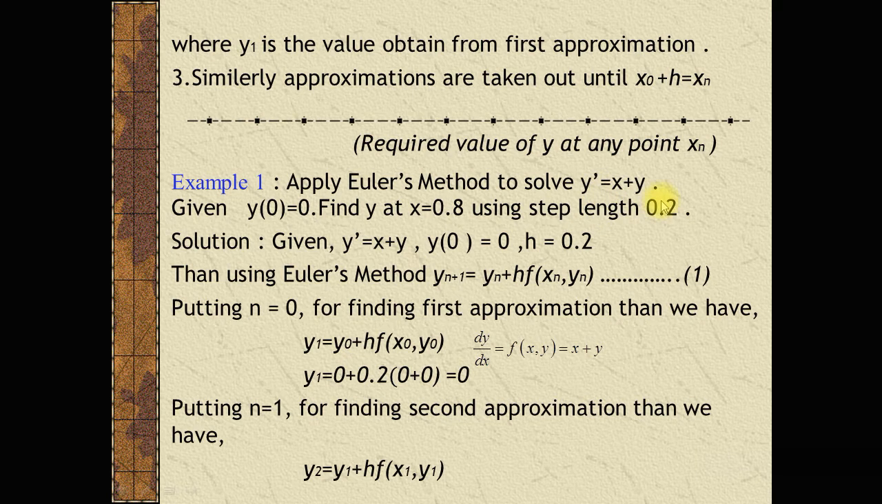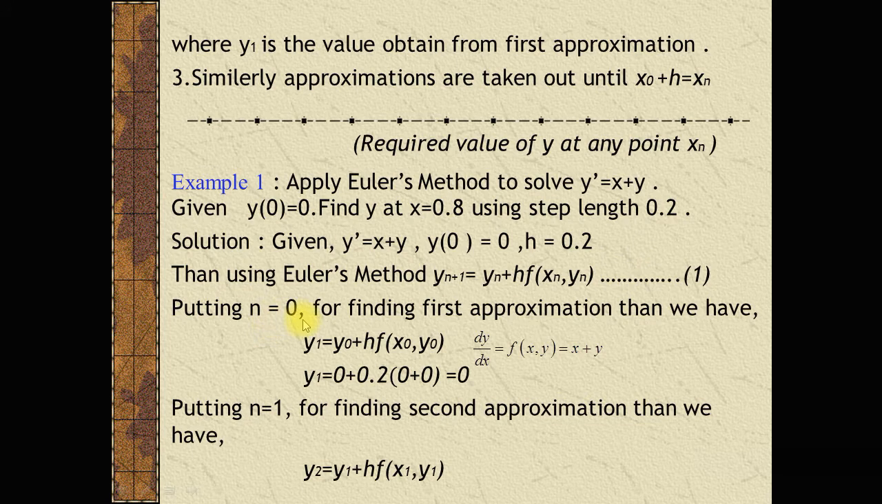If the step size is not given, then we divide the x points to obtain the step size. Now in this problem, the first order differential equation is given, y dash is equal to x plus y, that is, dy by dx is equal to x plus y. This is the function f. In this first order differential equation, this is the initial condition and this is the step size which is given. Now using the Euler method, yn plus 1 is equal to yn plus h f at xn, yn. This is equation number 1.